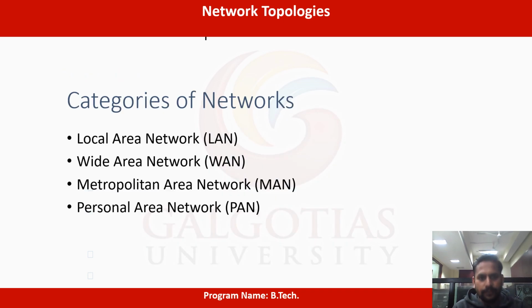And then categories of networks. Based on the system-to-system connectivity, the topologies, and the places where they are connected, we can segregate the networks. Based on those segregations, we have a few network categories. Here we are going to see only four. One is LAN, WAN, MAN, PAN. That means local area network, wide area network, metropolitan area network, and personal area network. So this many networks we have.